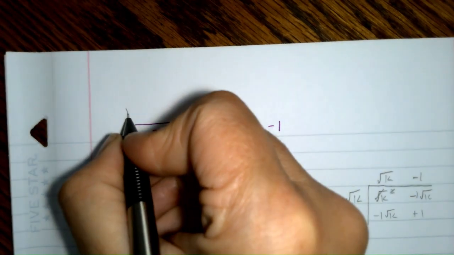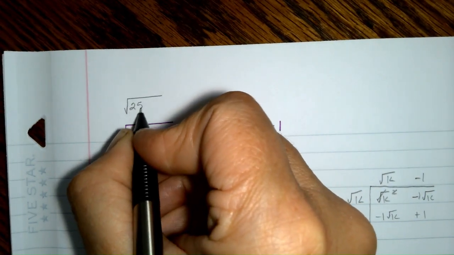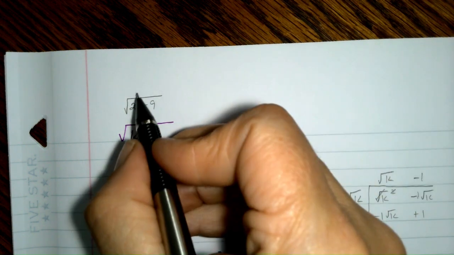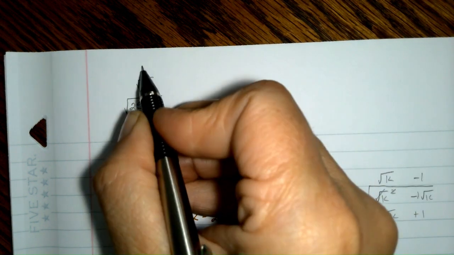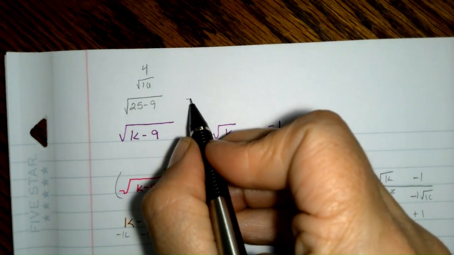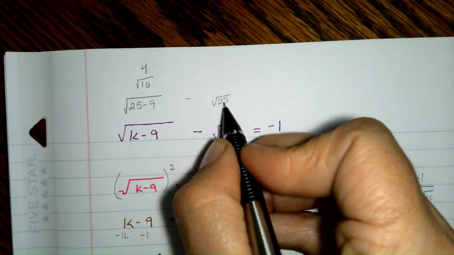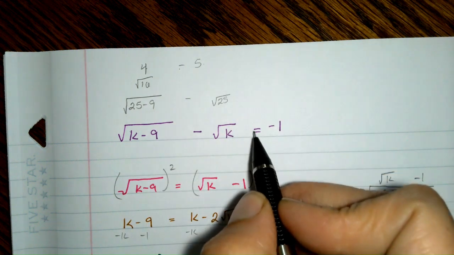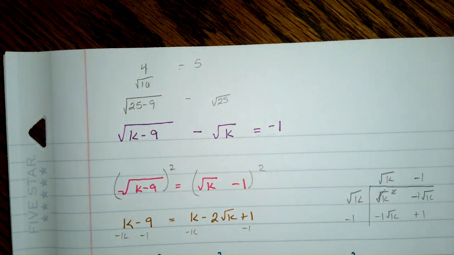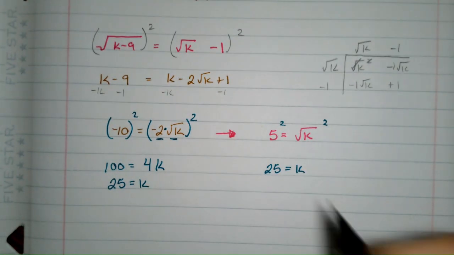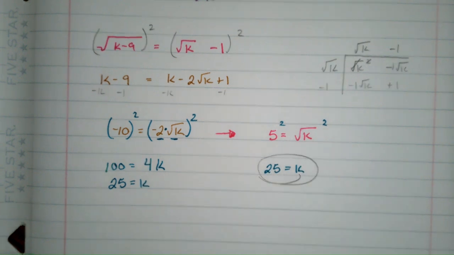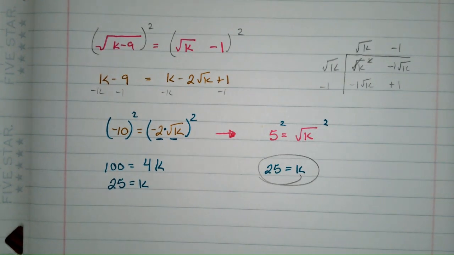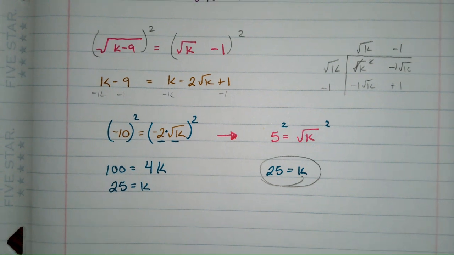Okay. When I substitute 25 in there, that'll give me the square root of 16, which is 4, minus the square root of 25, so it'd be minus 5, is 4 minus 5, -1. Absolutely. We only got one answer and it happened to work, so our answer is 25. So again, because there were two different radical signs, we had to square twice.